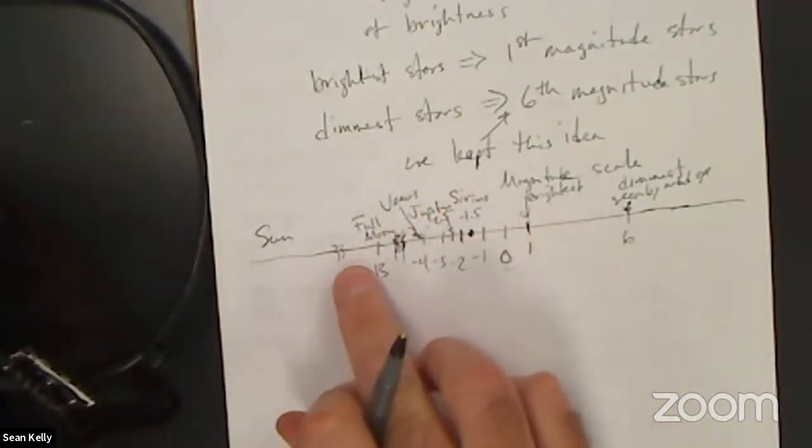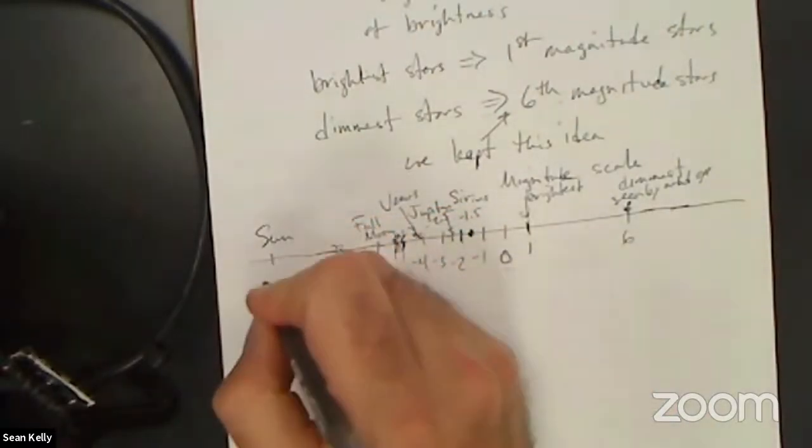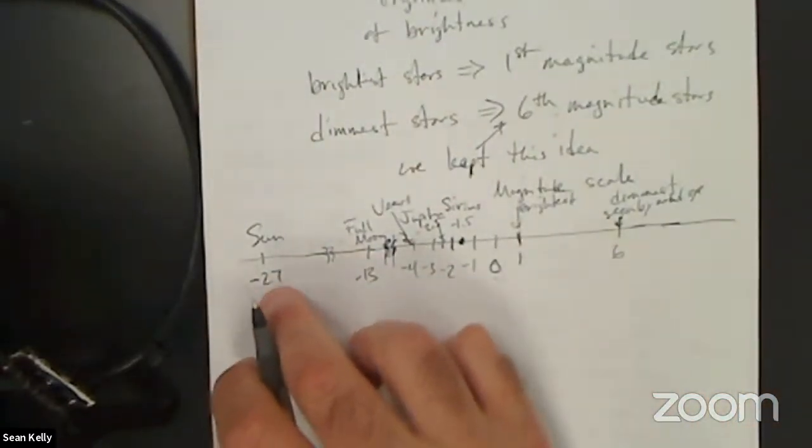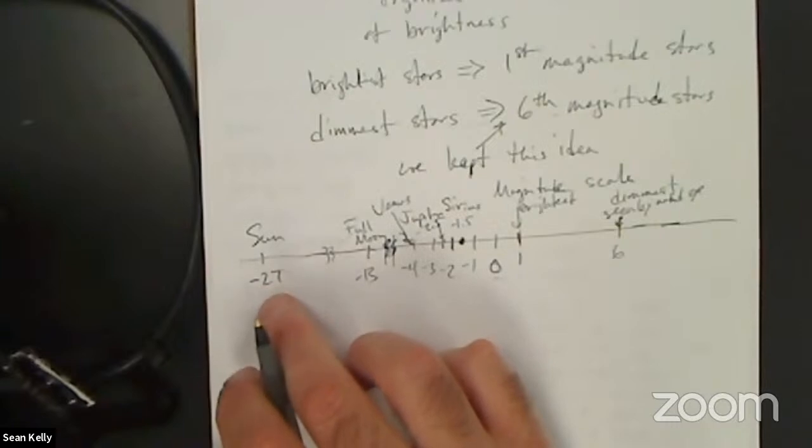Okay, break it right there. And then we got to go all the way down. Let's go about to a negative 27. So this is the brightest thing that you and I can see in the sky.